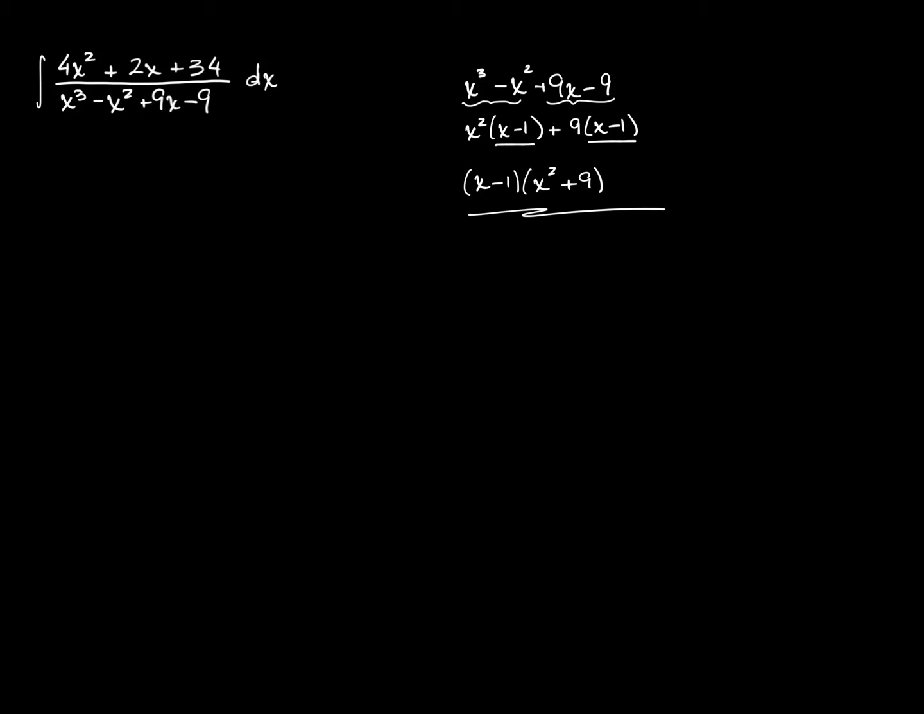All right, so that means that I can write this fraction, this rational expression, as 4x squared plus 2x plus 34 over x minus 1 times x squared plus 9. And partial fraction decomposition tells me that I can write this as A over the linear factor. Let me tidy that up just a little bit.